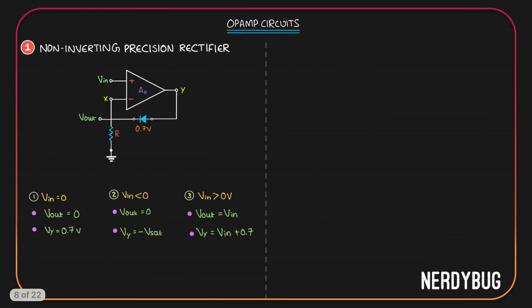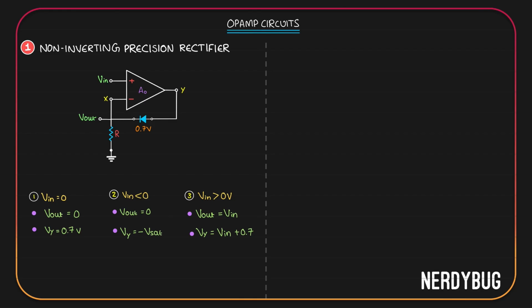Let's take all we have at one place. When V in is 0, V out is 0, Vy is 0.7 volt. When V in is negative, V out is 0, Vy is negative Vsat. When V in is greater than 0, V out is equal to V input and Vy is V input plus 0.7. Let's try to plot all these.